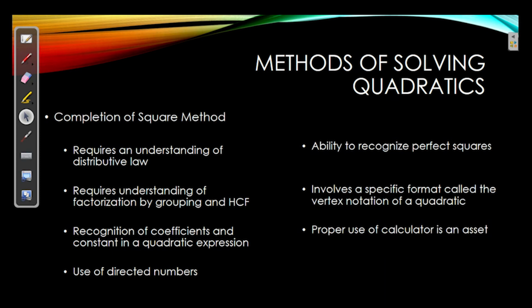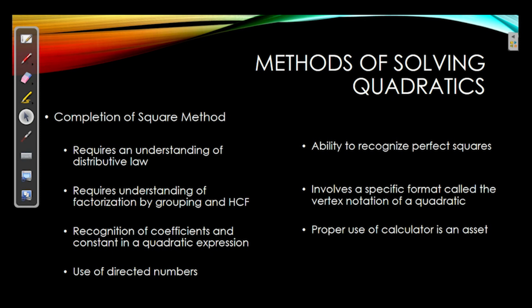Now let's talk about the completion of square method. When we work with this particular technique, we need to understand the distributive law as well, because when we are starting off this technique, it involves a bit of factorization. Once you understand how to do techniques like factorization by grouping and highest common factor, you'll be able to begin your process to complete the square quite easily.